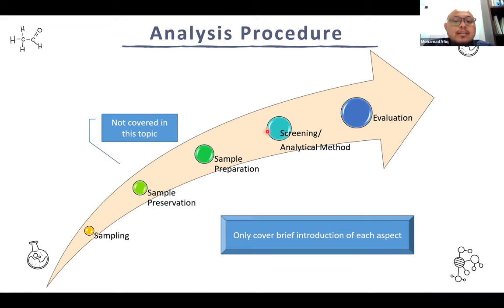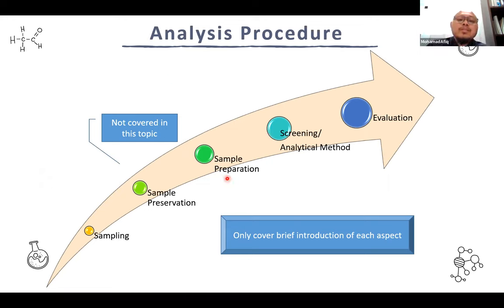analysis method. By choosing the correct analytical method, the correct instrument, because different instruments have different sensitivity levels. For example, if you are just using UV-Vis spectroscopy, the detection level may only reach the ppm level. The concentration covered is not that small. But if you use mass spectrometry, it can go up to parts per trillion, down to trace level.